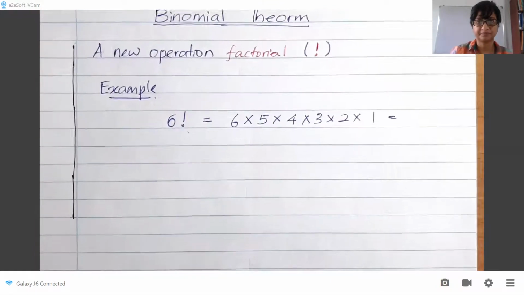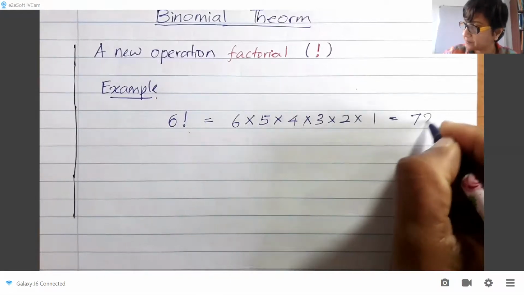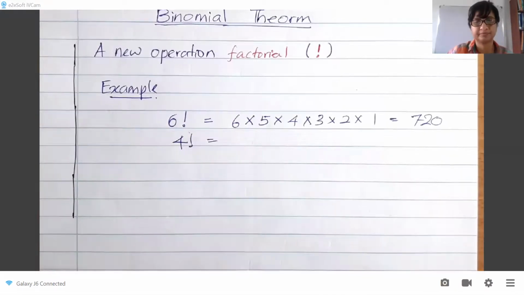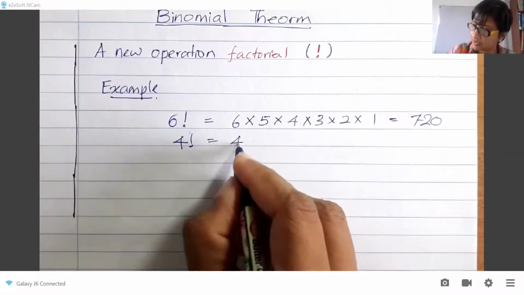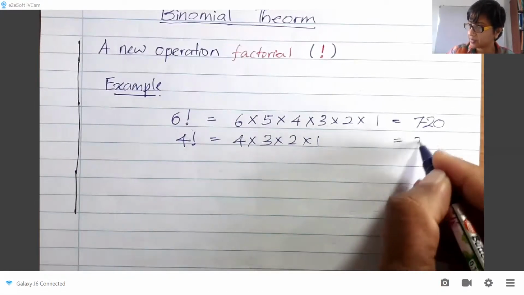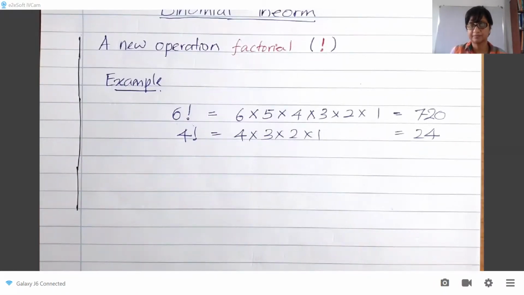How much is that? In your calculator, there is a factorial button, so you can just do 6 factorial using the calculator. How much is this? 720. Okay. Can you do 4 factorial? It would be 4 times 3 times 2 times 1. 24. Right? So that's what factorial is.